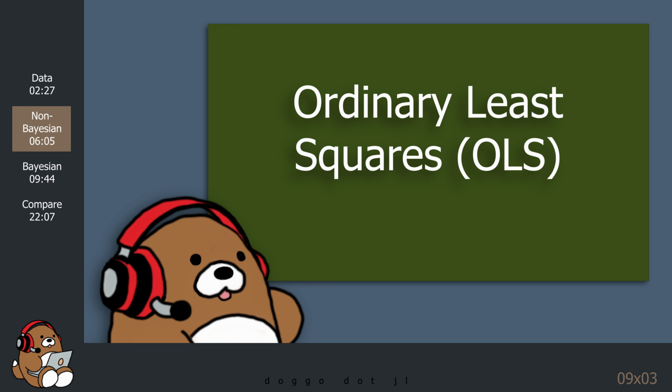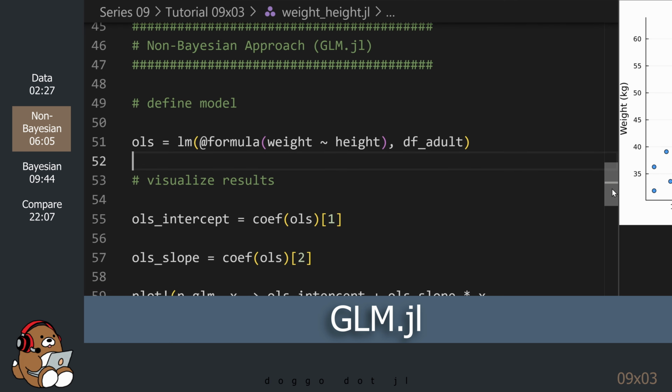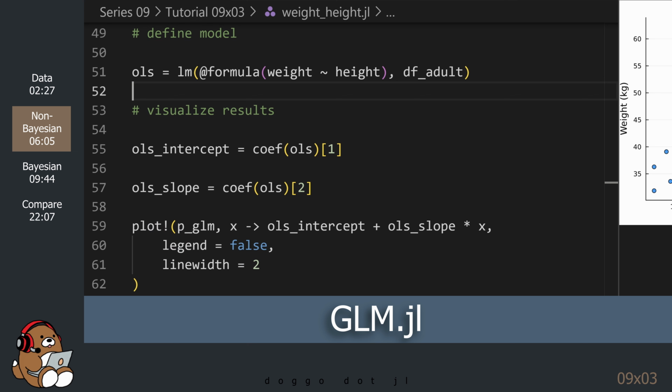A non-Bayesian approach to analyzing this data would be to generate a linear regression line using something called the ordinary least squares method, or OLS. Conceptually, OLS draws a line through the data points and then measures the vertical distances between each data point and the line. OLS then squares the distances and then adds them all up. OLS then returns the line that minimizes the sum of the squares of these distances. In Julia, you can define an OLS model by using the GLM.jl package.